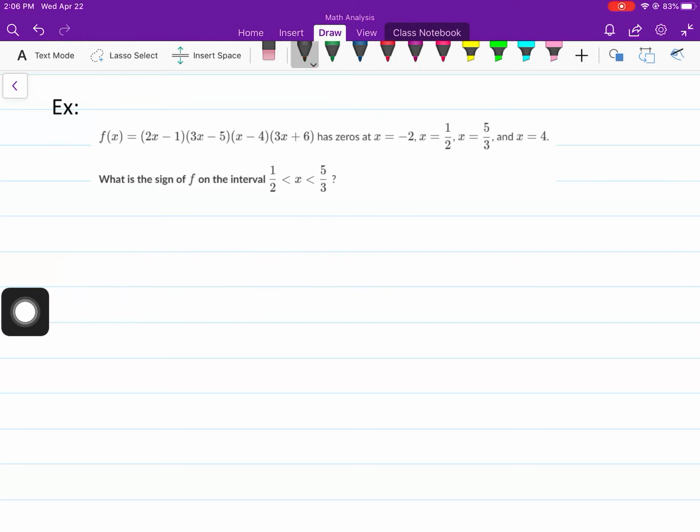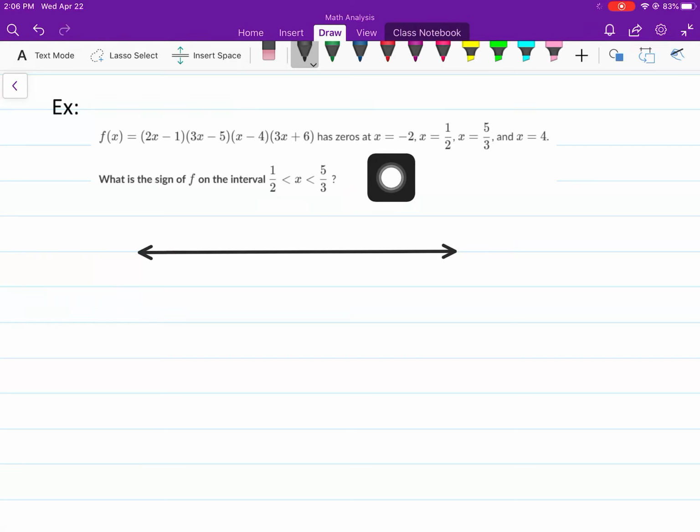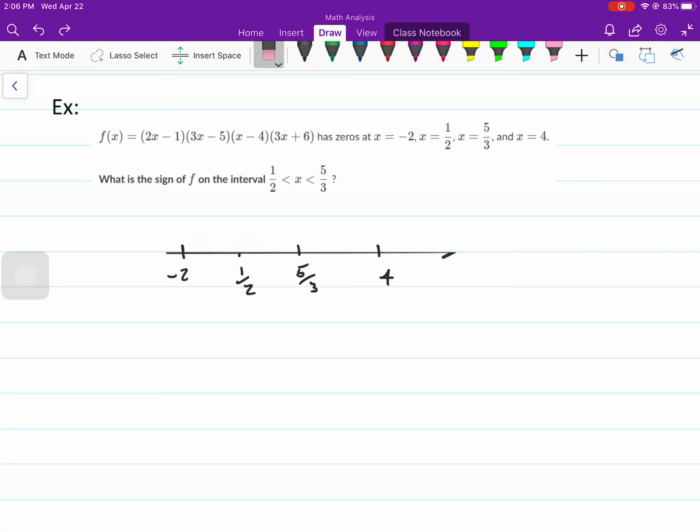So what I like to do is a number line test on this. What I'm going to do is draw a line, and I'm going to place all my zeros in numerical order. And they gave us the zeros here. They gave us -2, 1/2, 5/3, and 4. I'm not really spacing equally here.